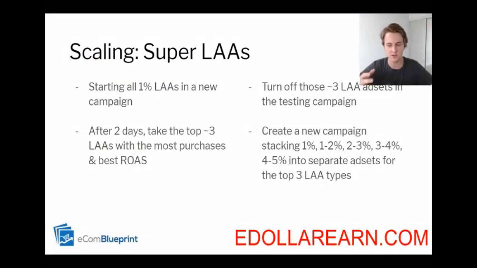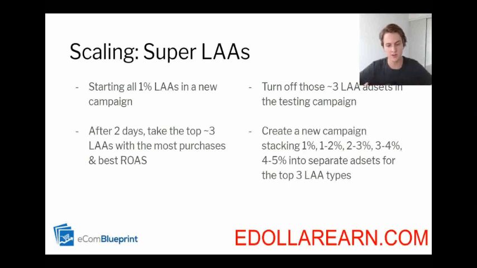All right, so now I want to talk about the second strategy that I use for scaling with CBO, and that is super lookalike audiences. Now, what are super lookalike audiences? Essentially, it's just grouping lookalike audiences together to create larger lookalike audiences. And I've already talked about the benefits of grouping audiences in the scaling by grouping section. And this is no different. This is just doing it in a more structured way and also combining it with CBO.